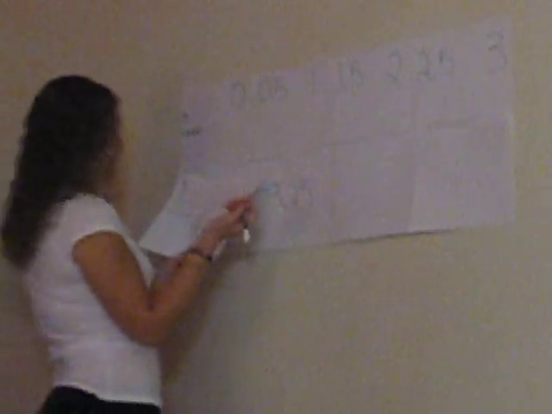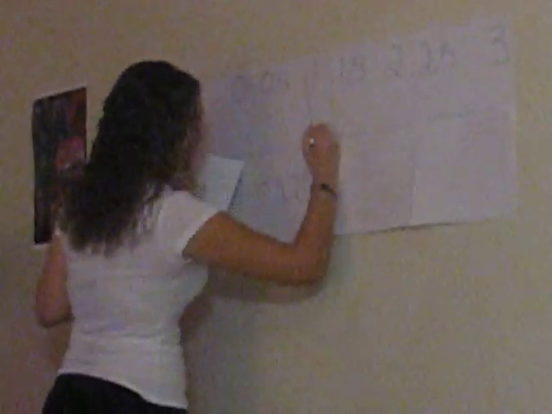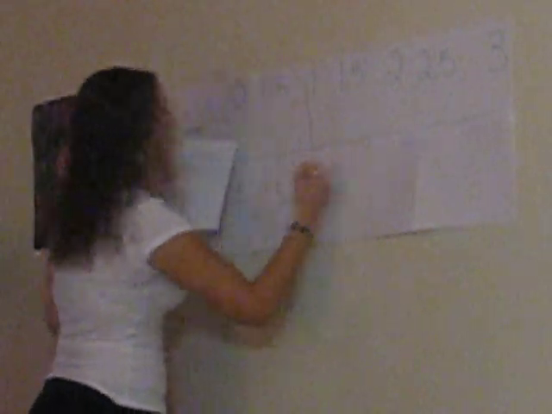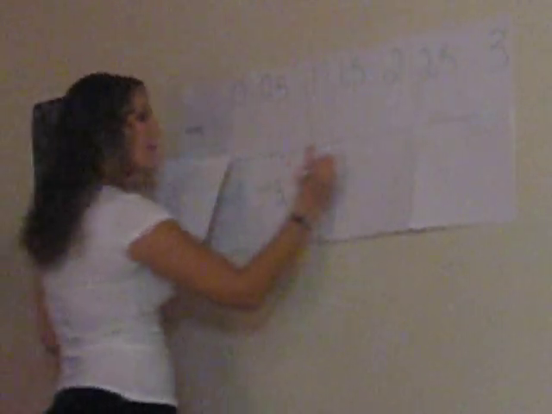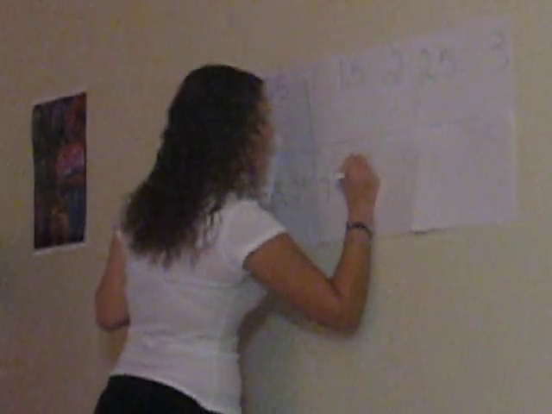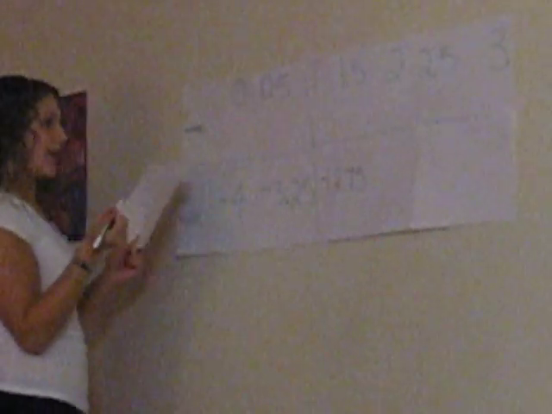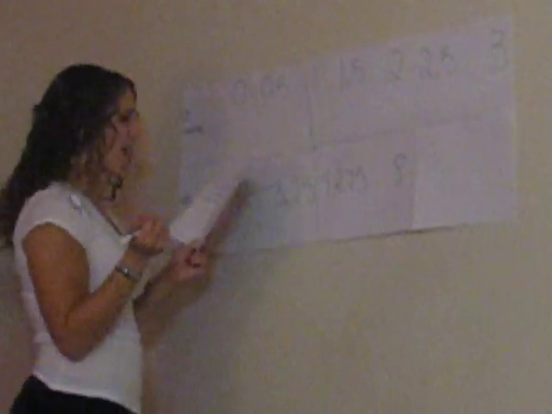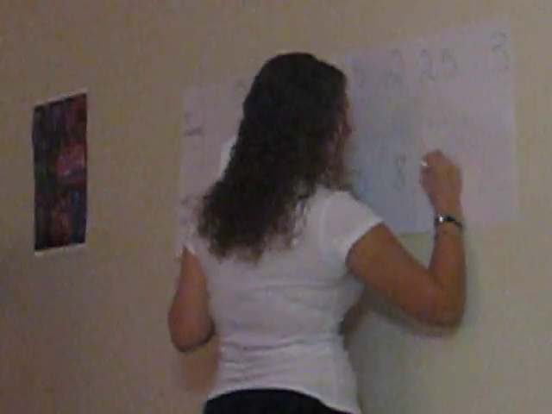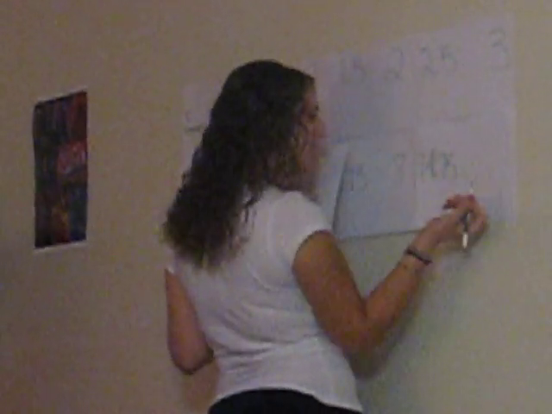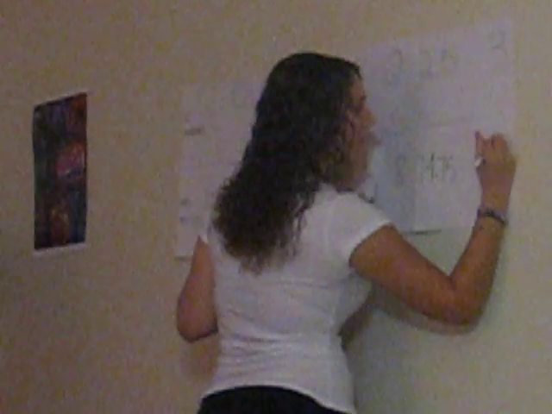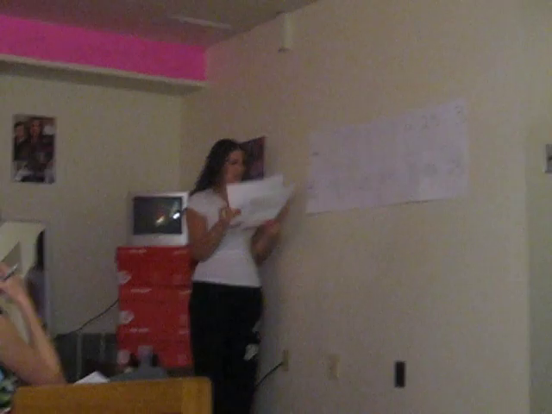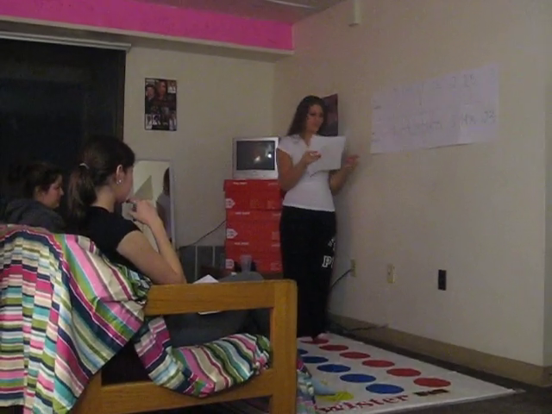So when we plug in 1, we're going to get negative 1. When we plug in 1.5, we're going to get 2.75. And when we plug in 2, we're going to get 8. And when we plug in 2.5, we're going to get 14.75. And when we plug in 3 into the equation, we get 23. Now that our chart is complete, we can now solve this problem.